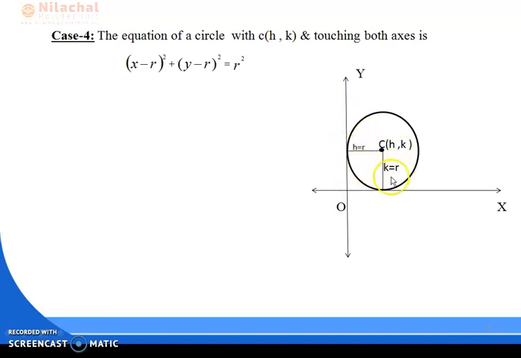That means what do we conclude now? h equals k equals r. That means h, k, r are all the same value. So instead of (h, k), we just put down r here: (x minus r) whole square plus (y minus r) whole square equals r square. This is the equation of the circle if the circle touches both axes and the center coordinate is (h, k).